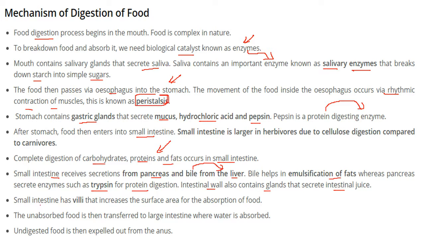Now the small intestine has villi. What they do is increase the surface area for the absorption of food, and the unabsorbed food is then transferred to the large intestine where the water is absorbed. The undigested food is then expelled out from the anus.